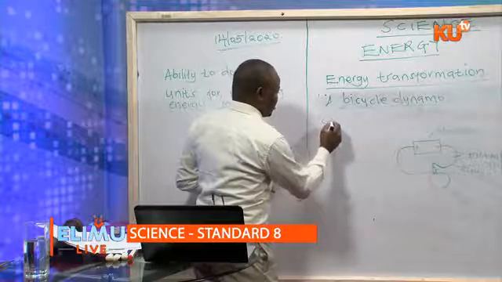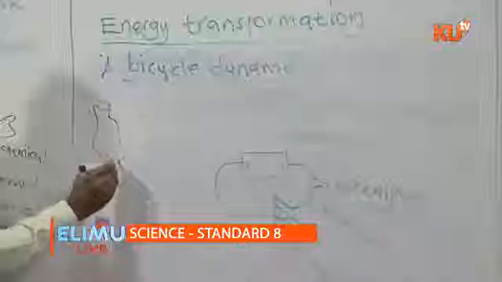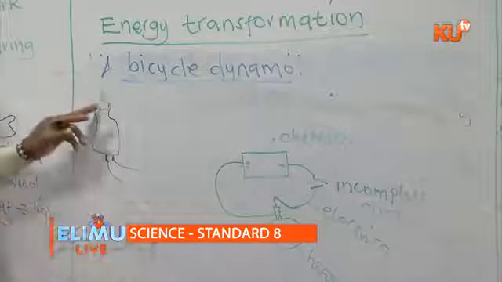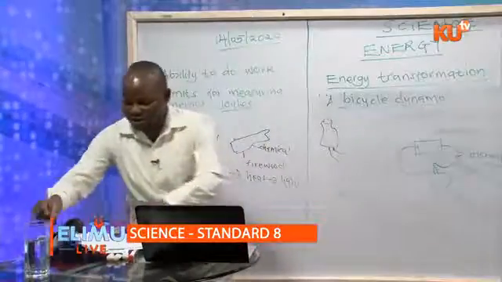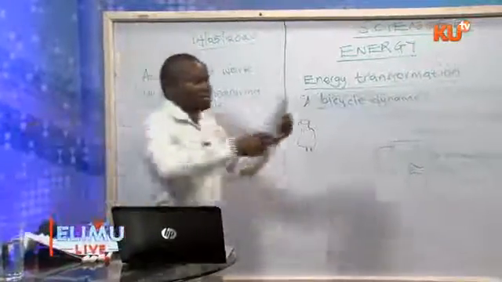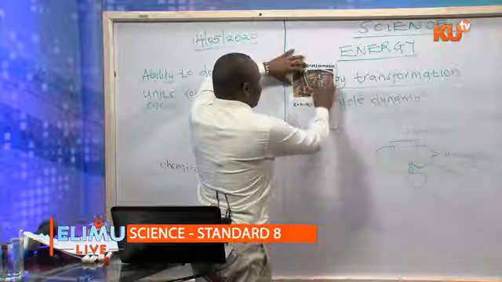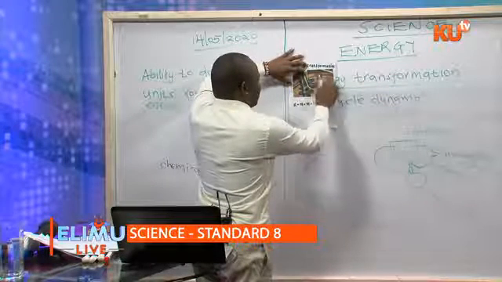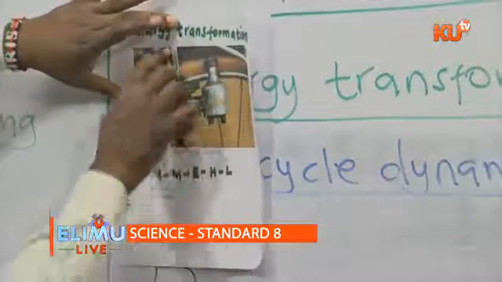The knob is just like this. Then within this knob it has wires. So this knob must be attached to a wheel which rotates. But let me show you. This here, the energy transformation. This is the bicycle dynamo. Then this is the wheel. Then this is the knob. This is the dynamo itself. This is the terminals. Then this is the wire.